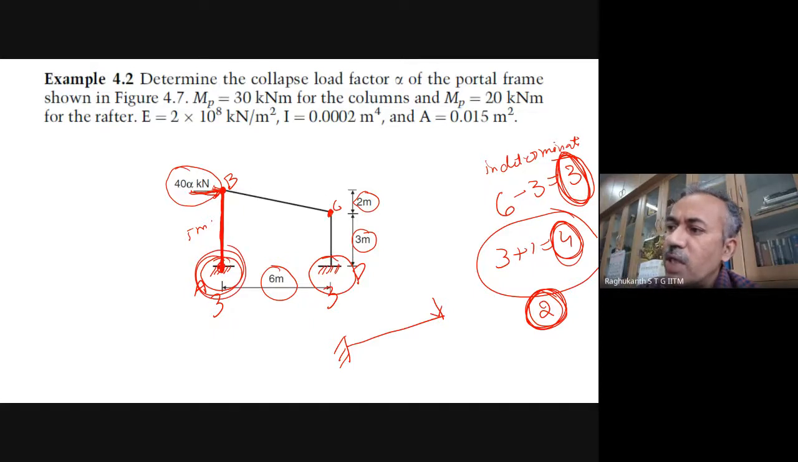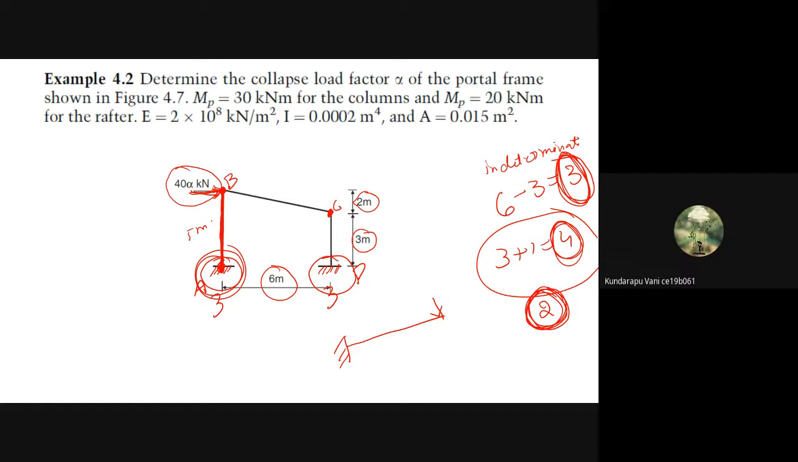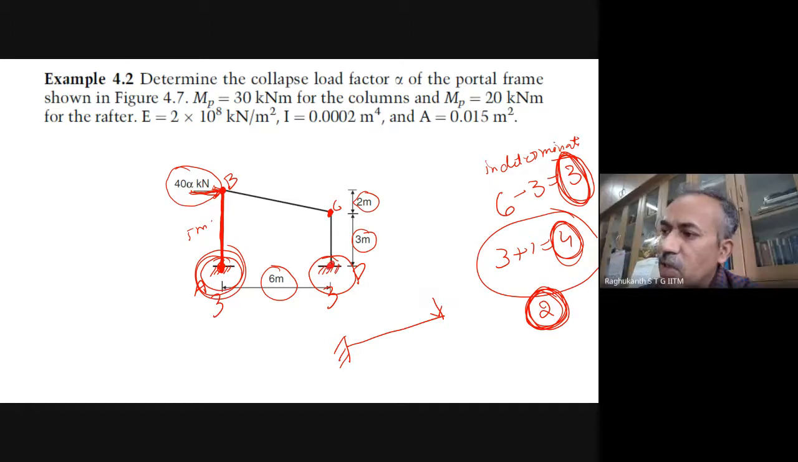So three hinges, one at C, then B, then A, but still the frame is stable. You followed. So one more hinge is required, because you require a total of four hinges for complete collapse of this portal frame. What is the next place? D. D, excellent. So four hinges are required. So now we already know, before even doing the problem itself, that four hinges are required for complete collapse of this portal frame, and these four hinge locations also we have approximately located.